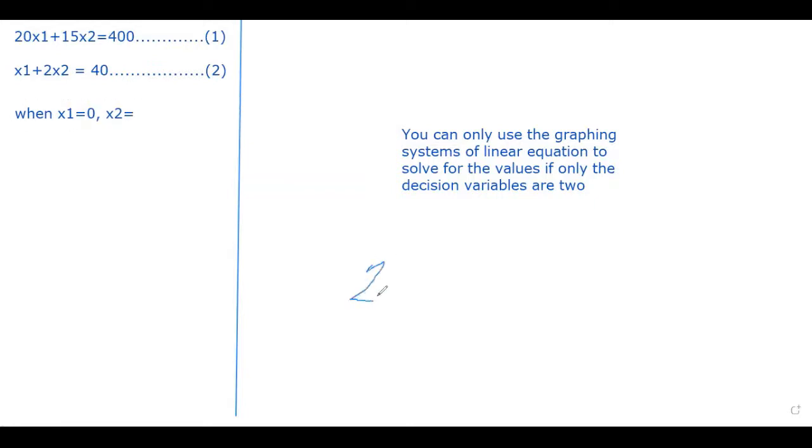You are having, let's say, 20x1 plus 15x2 equals 400. So you represent x1 with 0. So x1 will be 0, so 20x1 is 0. Because you are saying when x1 is 0, then it will be left with 15x2 equals to what? 400.